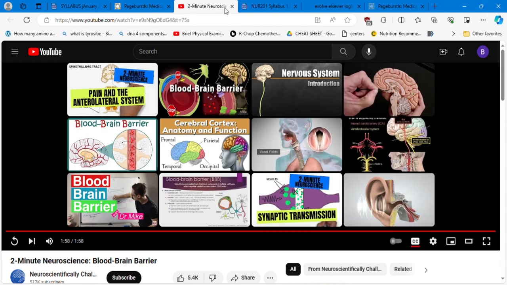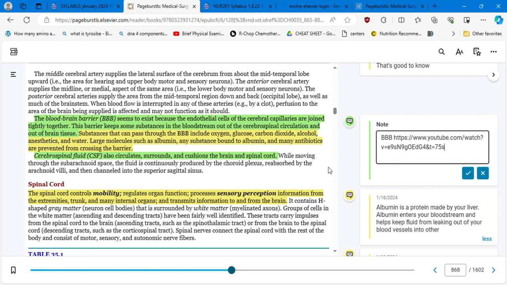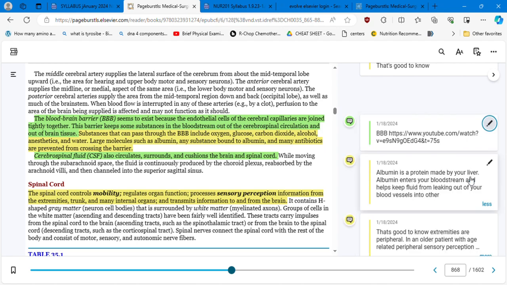How important it is to keep our body out of those toxins, because there are important parts in the brain that do not have the blood-brain barrier, as you saw in the video, right?